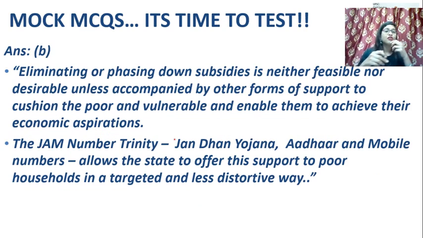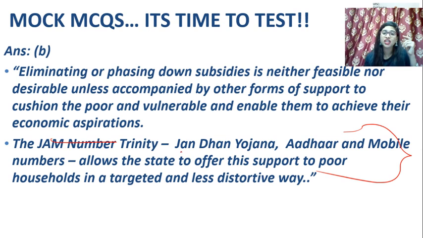Now, eliminating or phasing down certain subsidies, guys, is neither feasible nor desirable unless accompanied by other forms of support to cushion the poor and vulnerable, because it enables them to achieve certain economic aspirations. Talking about the JAM Trinity, which is nothing but Jan Dhan Yojana, Aadhaar and Mobile number, it allows the state or country to offer this support, especially to poor households, in a targeted and less distortive way. This is the most important aim or objective of the JAM Trinity. Very fine.